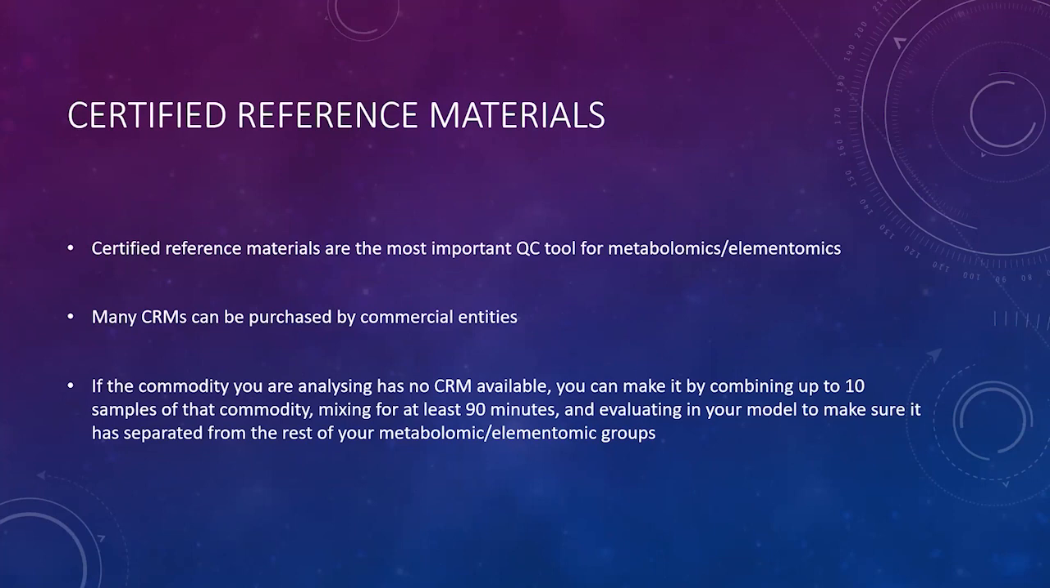If you can't find a CRM from a commercial entity, you can actually make your own CRM. Say you want to work on pomegranates and you get pomegranates from 10 different countries. What you do is you combine those, all 10 countries, and you mix them after grinding for 90 minutes, and then you evaluate your model. You extract the CRMs and you put them in your model to make sure that they're separated from all the other country groups. We've done this many times, because especially like soya, if we can't find it commercially, we have to make it ourselves.